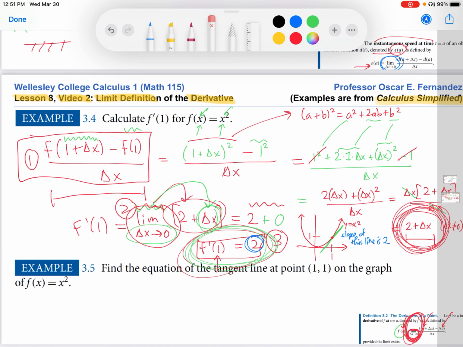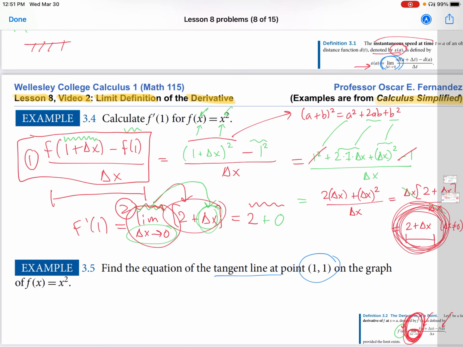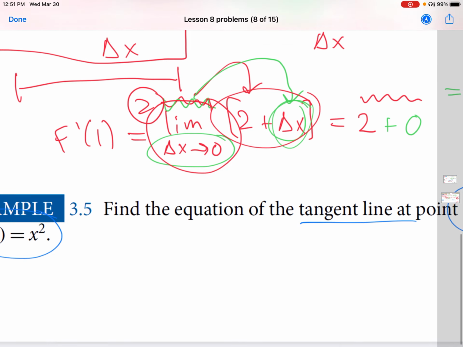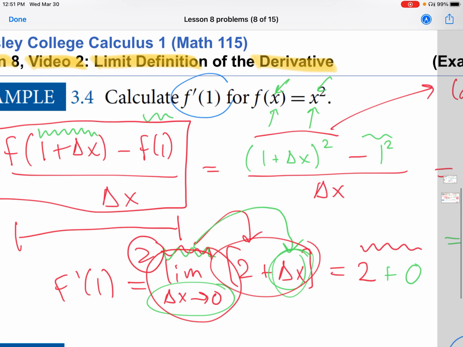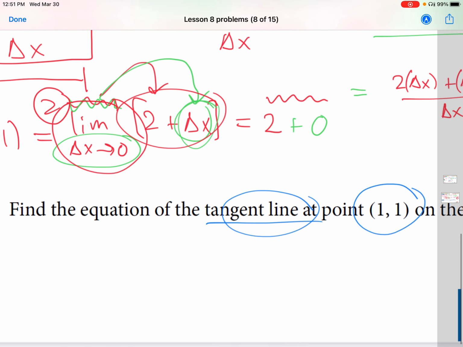Okay, so then now let's move on to the last example here. Remove some of the clutter. This example says, find the equation of the tangent line, there it is, at the point 1, 1 on the graph of x squared. All right, so we've already done most of the work. This is a different type of problem, right? We are not asked to calculate, we're asked to find the equation of the tangent line. How do we do this?